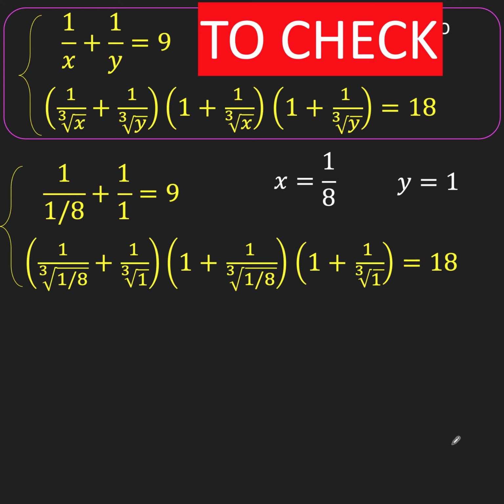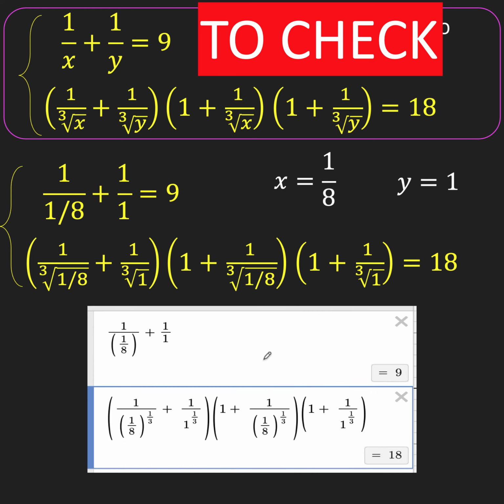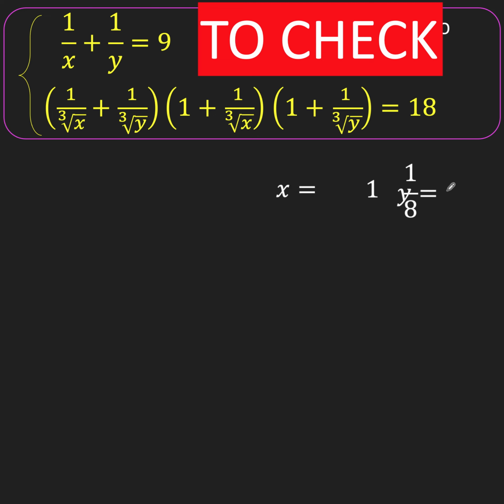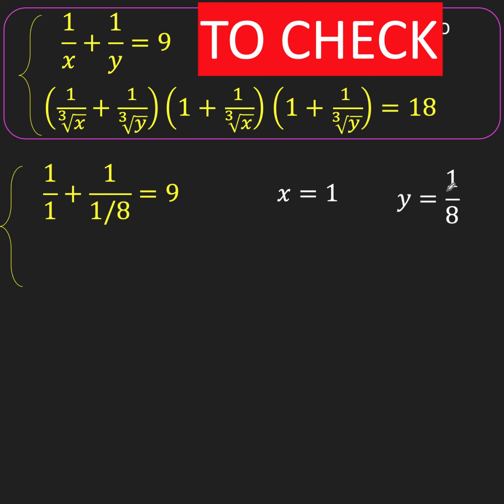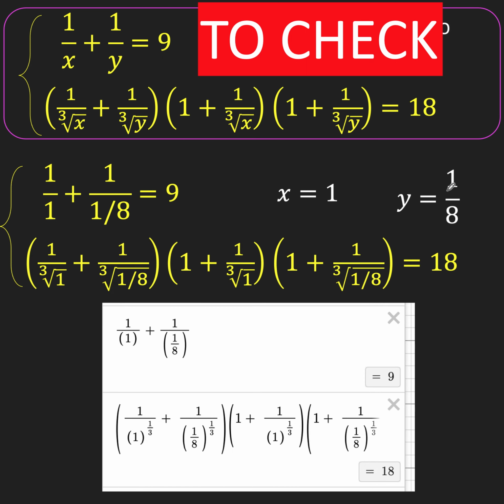And to check whether our answer is correct or not, we now substitute x equals 1 over 8 and y equals 1. And here's the computation from the Desmos online graphing calculator. So 1 plus 1 over 8 plus 1 over 1, which is the first equation, is indeed equal to 9. And this part is indeed equal to 18. Then, if x is 1 and y is 1 over 8, we do the same checking using the same graphing calculator. We also arrive at a correct equation 1 and another correct equation 2. And so we are confident that our answer is correct.